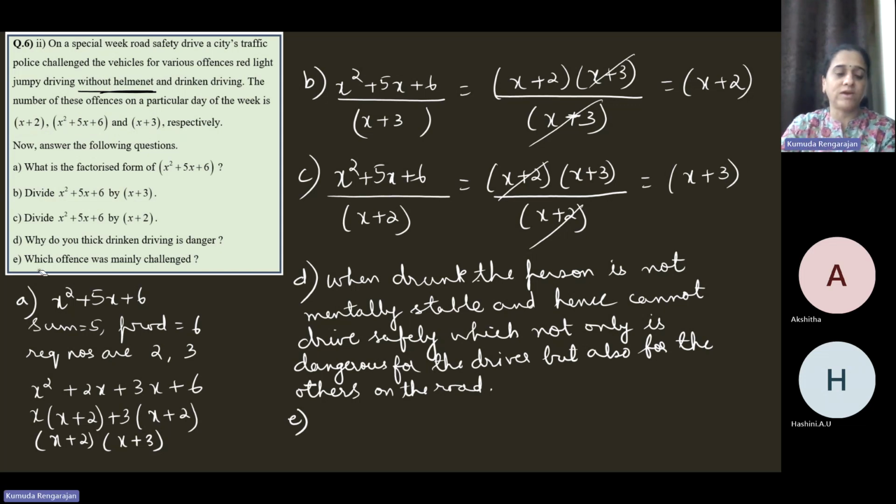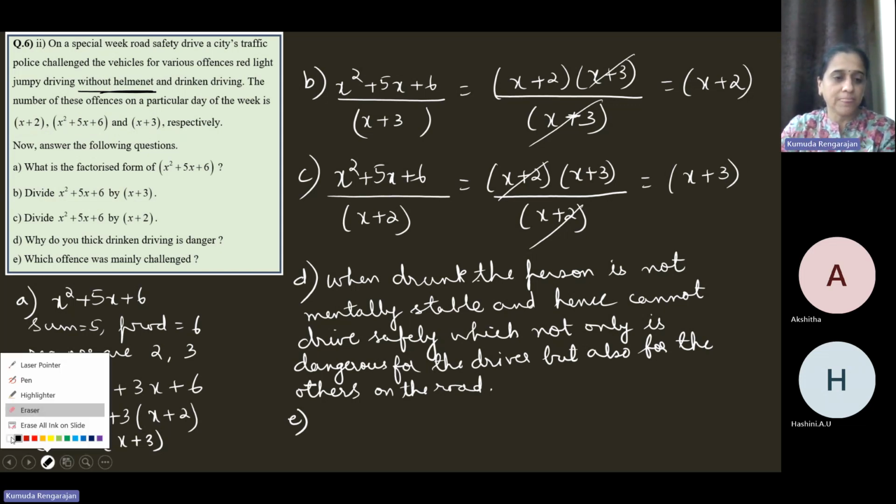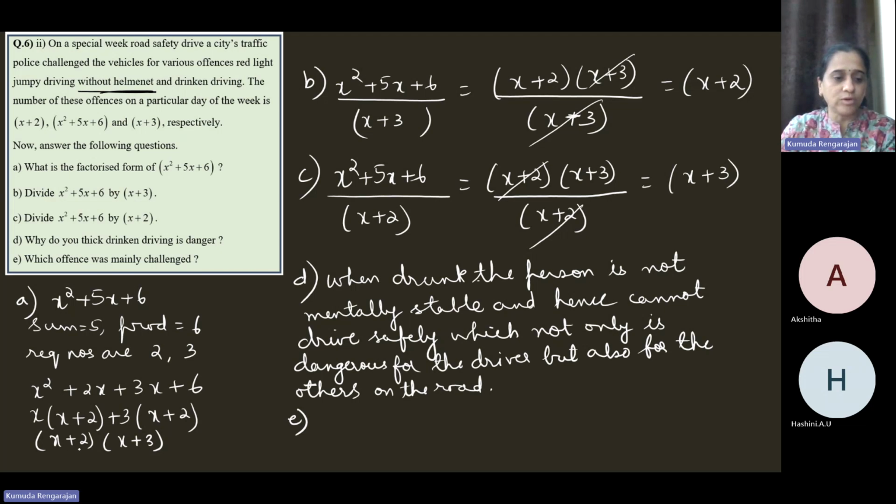What is x squared plus 5x plus 6? It is x plus 2 into x plus 3. X plus 2 into x plus 3 is x squared plus 5x plus 6. So the most number of offenses were in this area: people driving without the helmet.